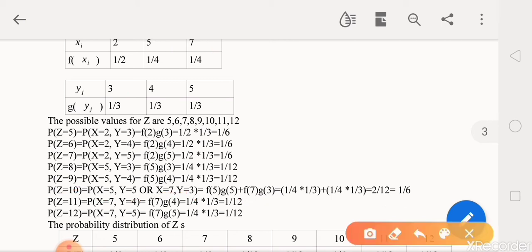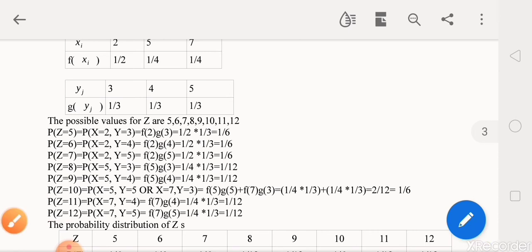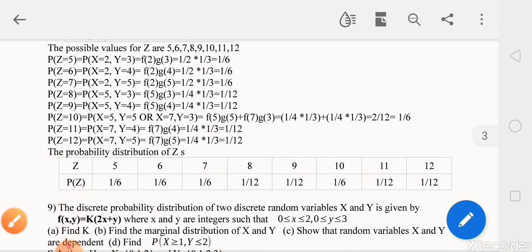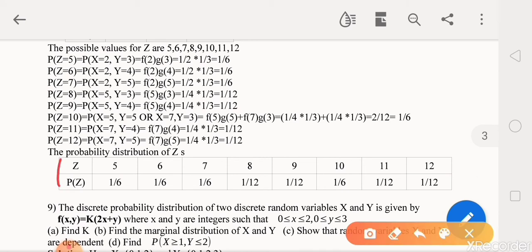Now, probability when z equal to 11, the possibility is x equal to 7 and y equal to 4. Then probability when z equal to 12, the possibility is x equal to 7 and y equal to 5. So we can get all the possible probabilities for z values. Now we will just tabulate the values of z along with the probabilities which we have calculated earlier.